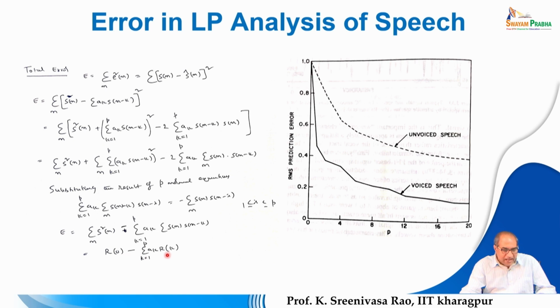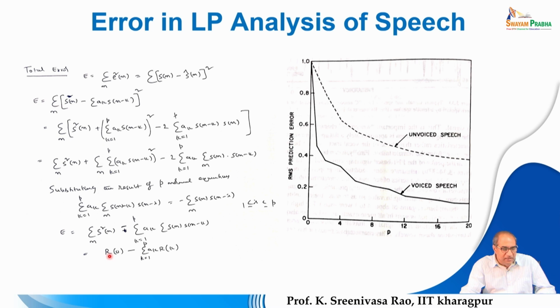Then as the prediction order increases, if you take p equals 1, for example, what happens? It means a1 into R of 1. That means by knowing just the previous sample, we are trying to estimate the present sample. By knowing the correlation, we can predict the present sample as some scaled version of the previous sample. Now the summation leads to only one term, a1 into R of 1, and you can see this one will be subtracted from R of 0.